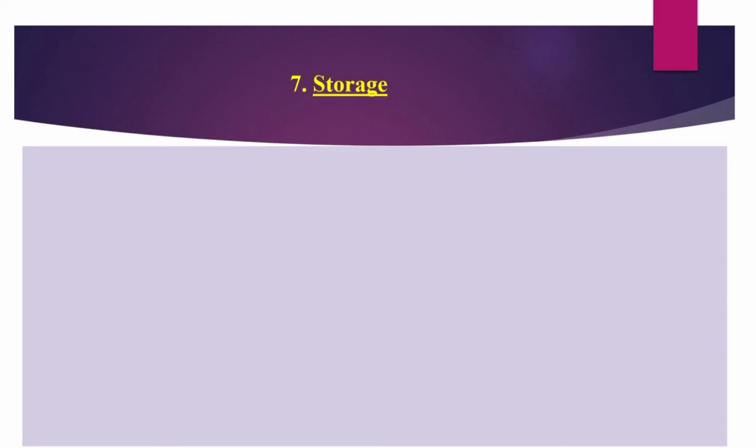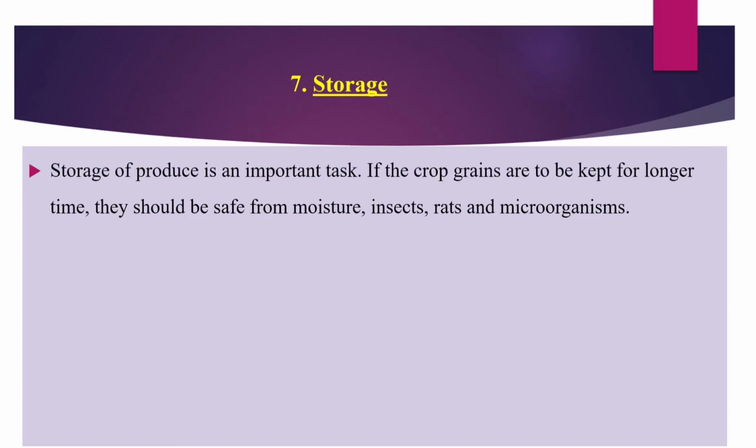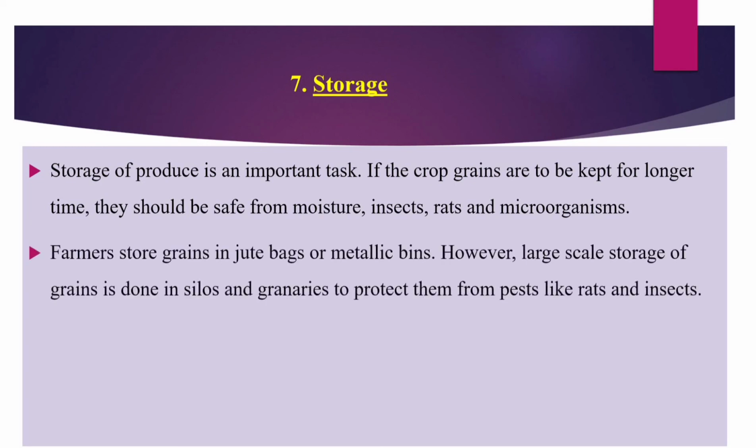So our last step is storage. Storage of produce is an important task. If the crop grains are to be kept for longer time, they should be safe from moisture, insects, rats and microorganisms. Farmers store grains in jute bags or metallic bins.